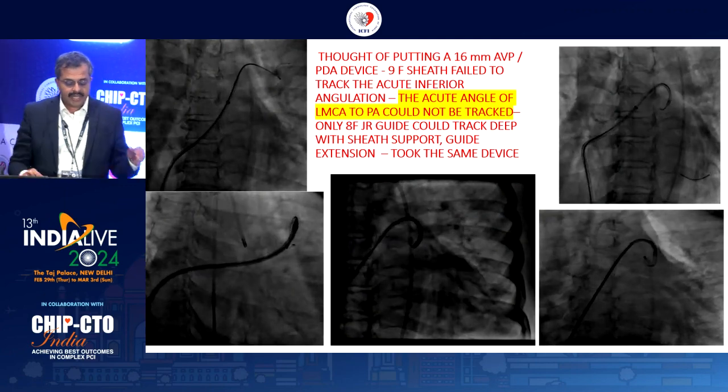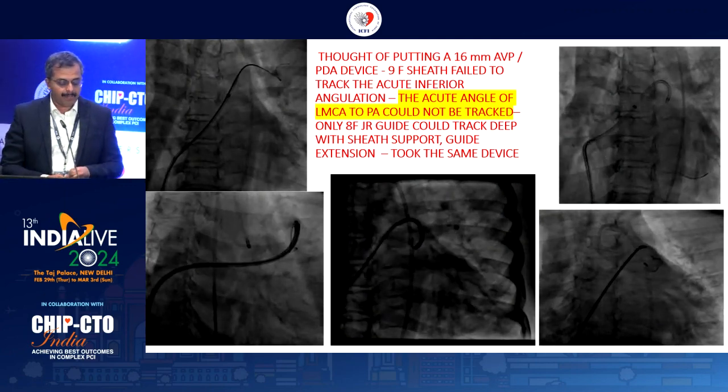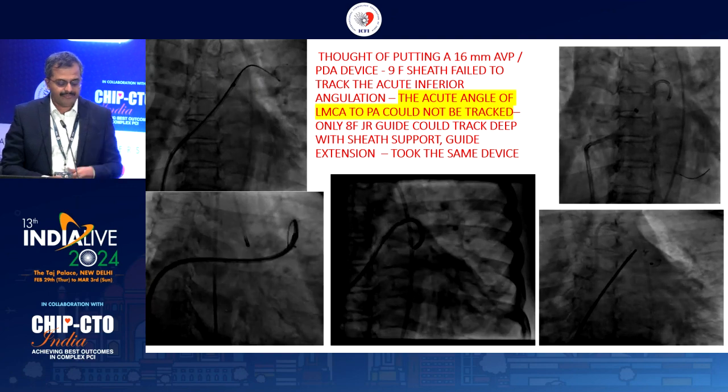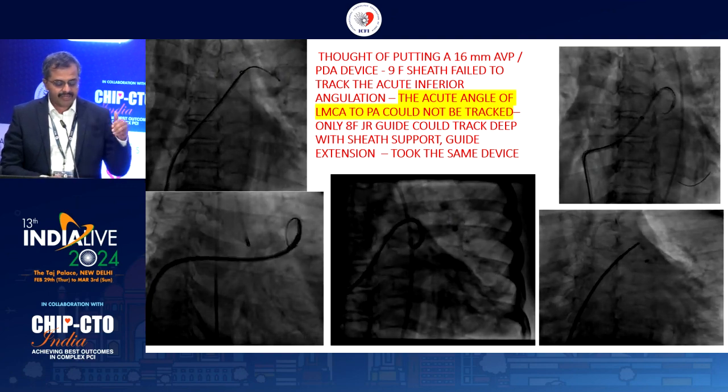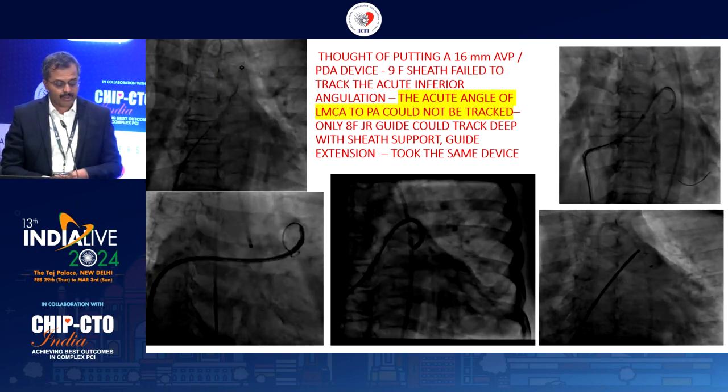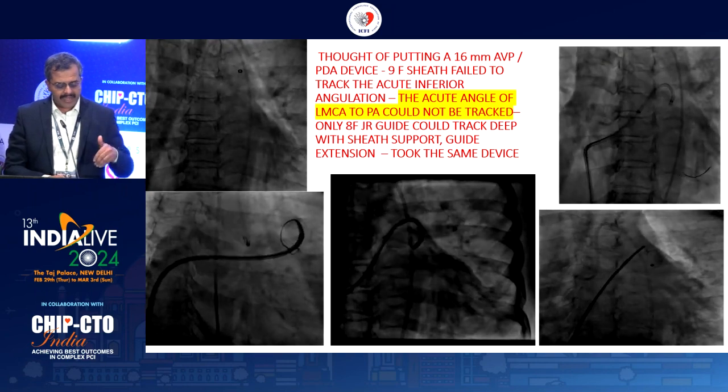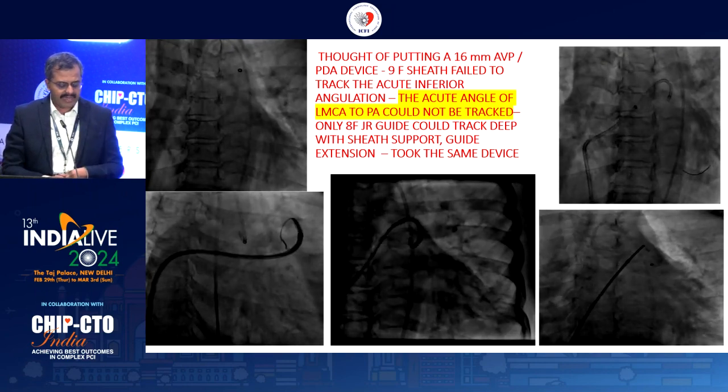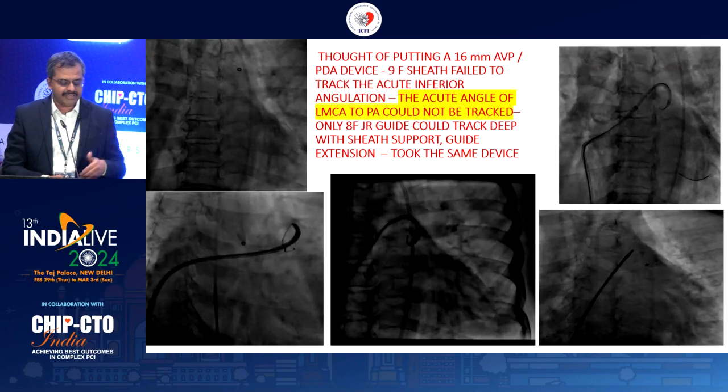We thought of now taking a 16 mm ASD occluder or a 16 mm PDA device, but for that you require a 9 French sheath. But whatever you do, the 9 French sheath does not get to the acute inferior angulation of the ALCAPA. The acute angle of the LMCA from the PA just could not be tracked through any sheath.